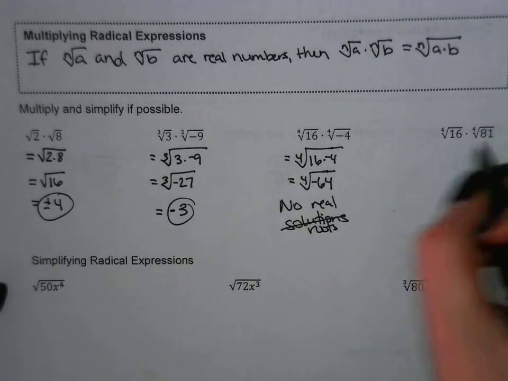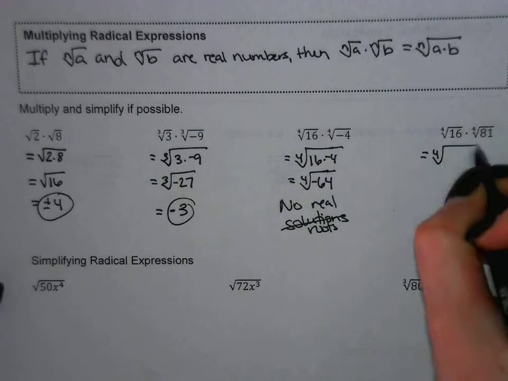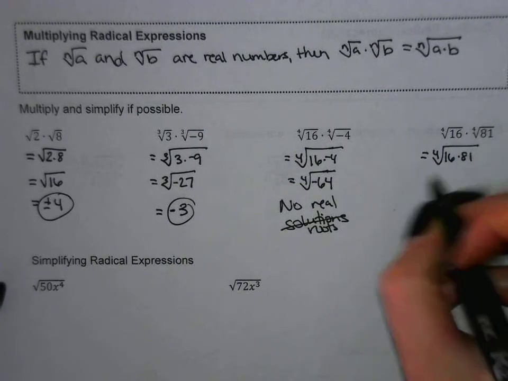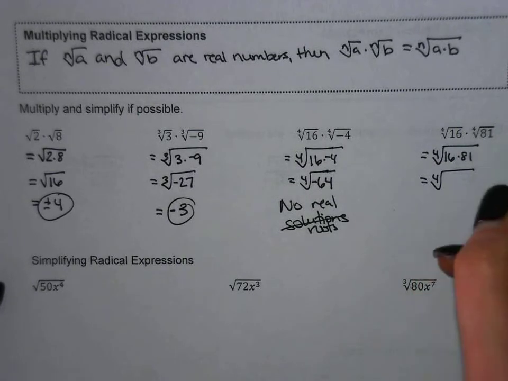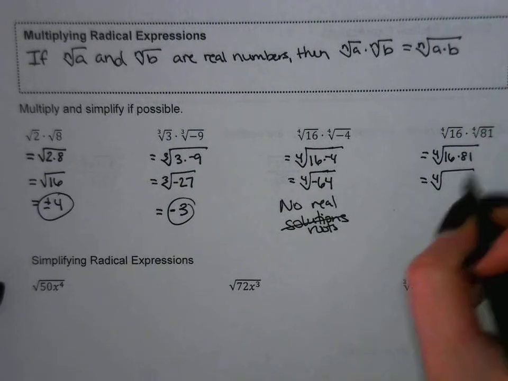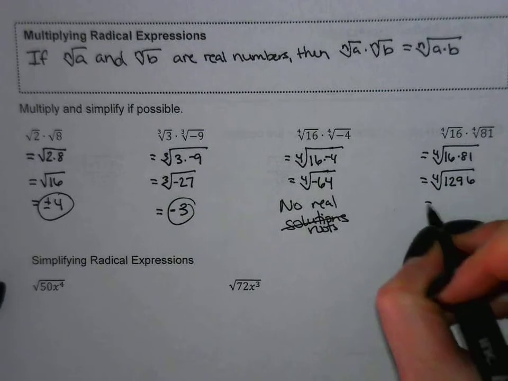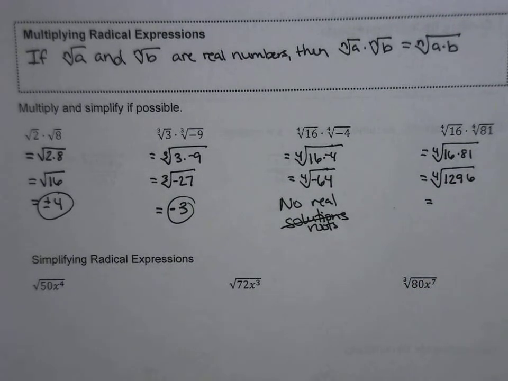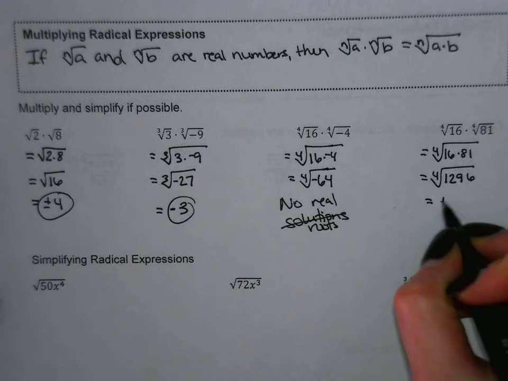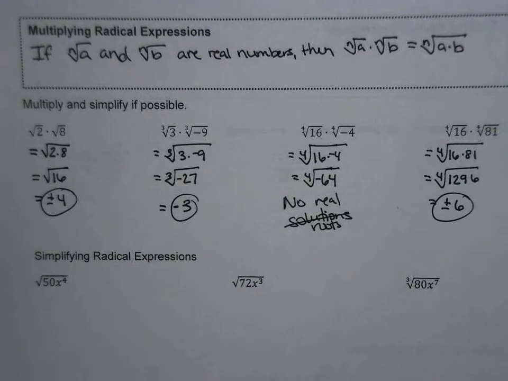Alright, so let's take a look at this one. This would be the fourth root of 16 times 81, and 16 times 81 is 1,296, and the fourth root of 1,296 is plus or minus 6.